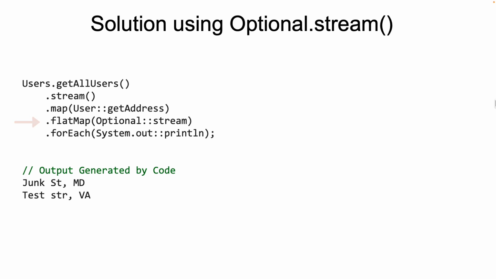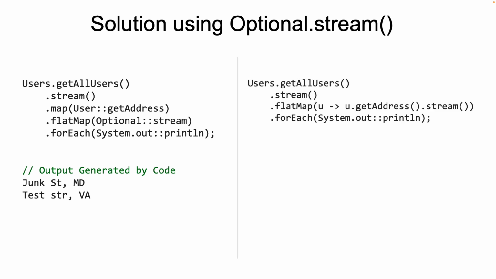Now you can also combine map and flatMap. As we can see on the right side, instead of using Optional method references, you might find this easier to understand. Note that the map and flatMap methods are called on the stream and not on the Optional object.